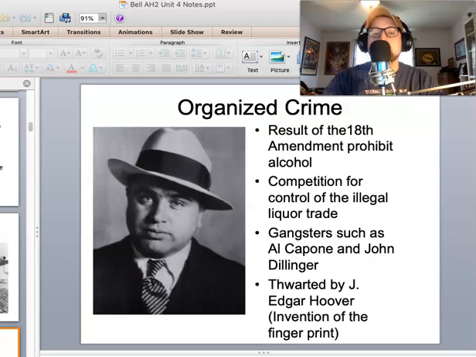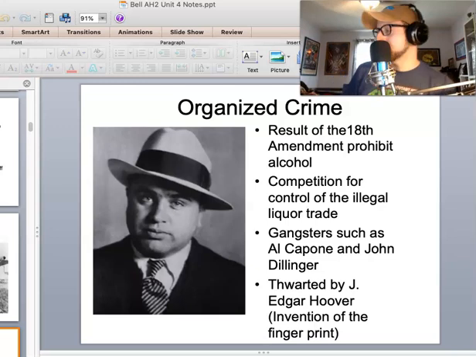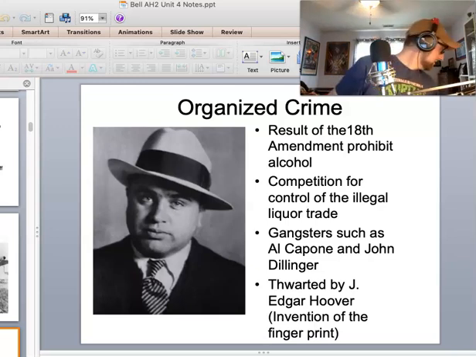And John Dillinger is actually brought to justice because a young girl spots him and turns him in to the police. I'm talking about a 5 or 6 year old girl.